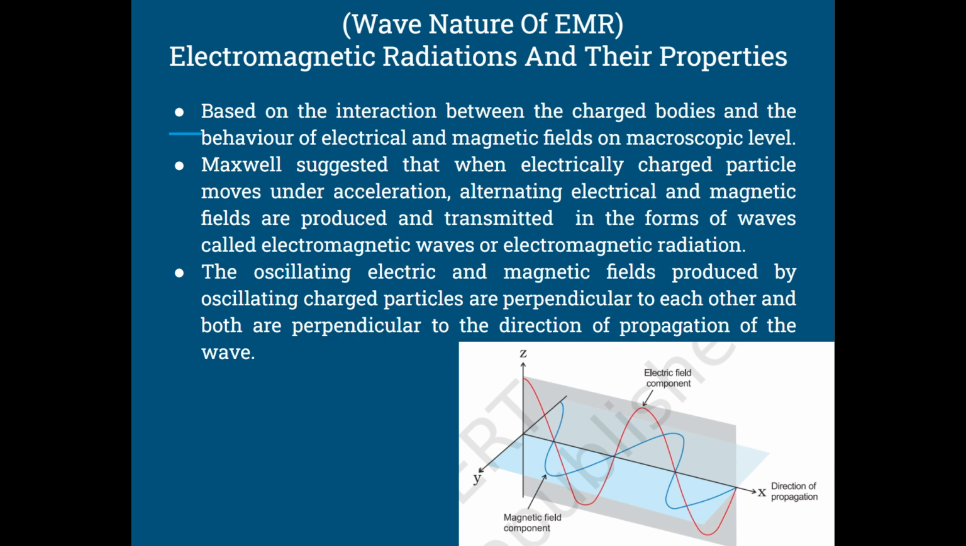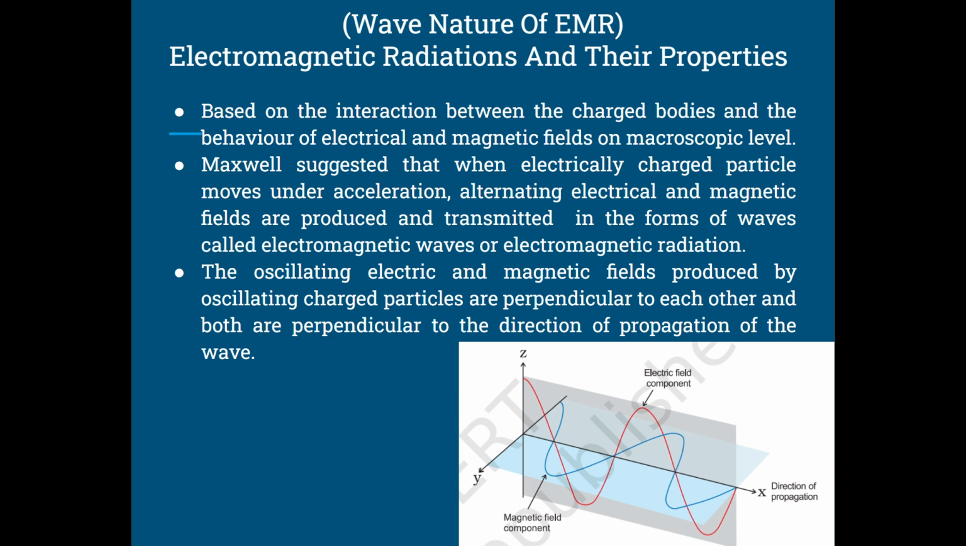So, whenever there is a charged particle under acceleration, it will produce simultaneous electric and magnetic fields. Also, the oscillating electric and magnetic fields produced by oscillating charged particles are perpendicular to each other and to the direction of the wave. Now, as you can see in this diagram, the electric field and the magnetic field are both perpendicular to each other, and also perpendicular to the direction of propagation of the wave.